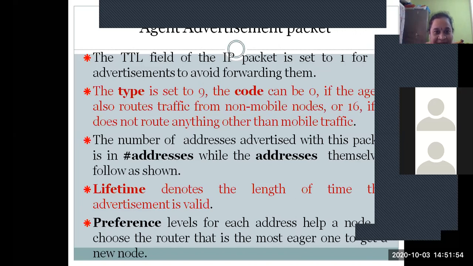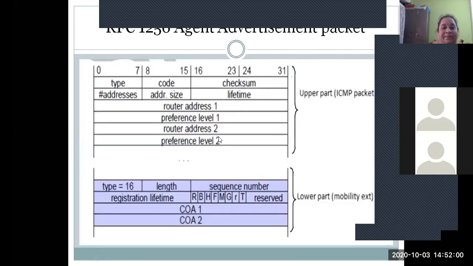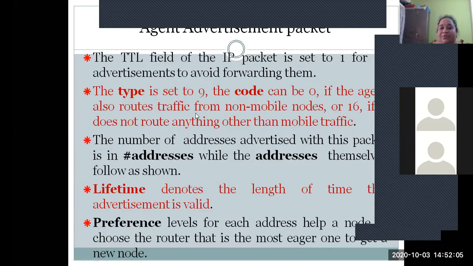It's not a data packet, it's an advertisement packet. It can be identified by the TTL field. Okay, and next one is the type. Coming to the type field, type is set to 9, but the code can also be 0.